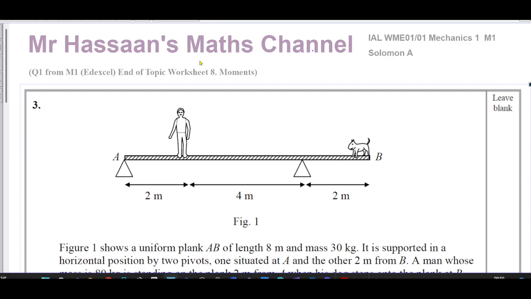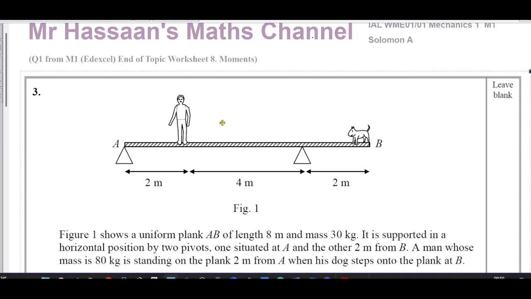I'm now answering a question from one of the Solomon collection of M1, Mechanics 1, from the Edexcel old questions. And this question here is about moments. It's question number 1 from my end of topic worksheet on moments from my Edexcel collection, and it's also question number 3 from this particular Solomon paper.